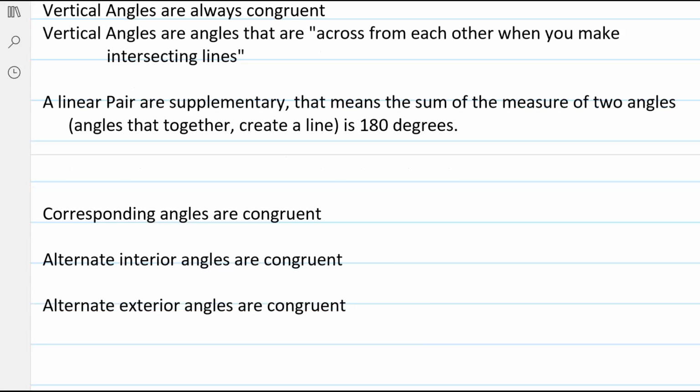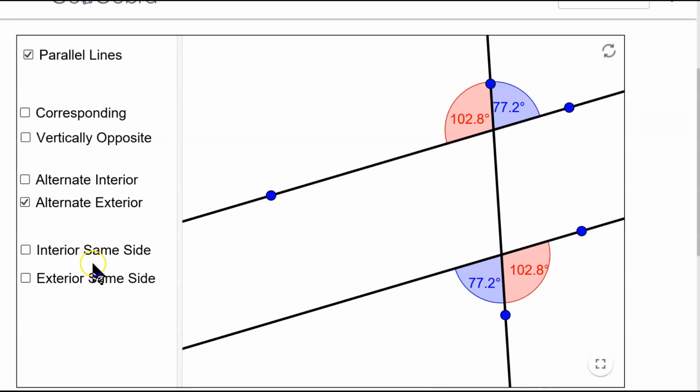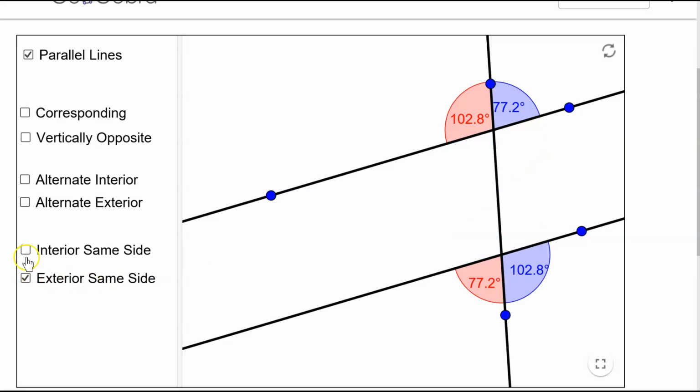I wonder if same side interior angles are congruent. Let's take a look. Same side. So they write it as interior same side. I always do it as same side interior, same side exterior. Let's take a look. Same side, same side. Nope, not congruent. Not here either. What about over here? Because I'm just curious. Nope, nope.